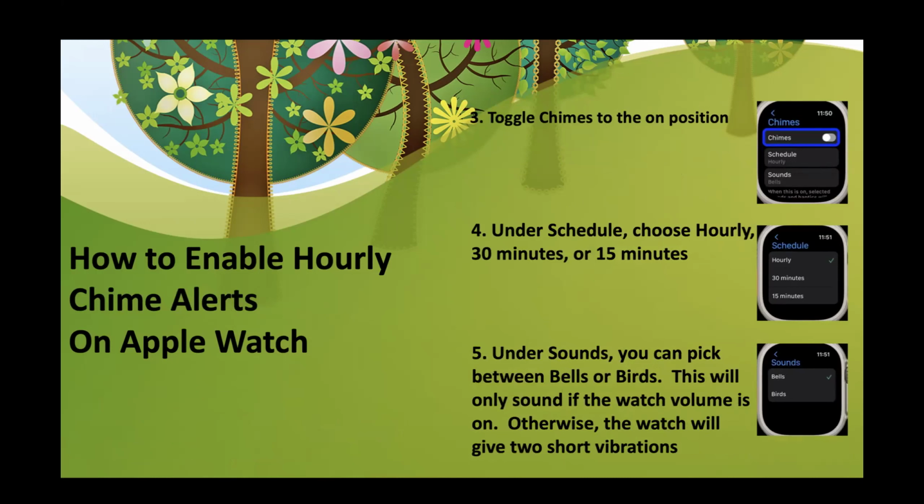And then again, as I said, under the sounds, you can choose bells or birds. And again, it'll only sound if you've got your actual sound on the watch enabled. Otherwise, you're just going to get 2 quick short vibrations whenever that time amount comes along. So I like having it. It's just a little handy thing. I don't even have to look at my watch. I know what it is based on the vibration pattern.